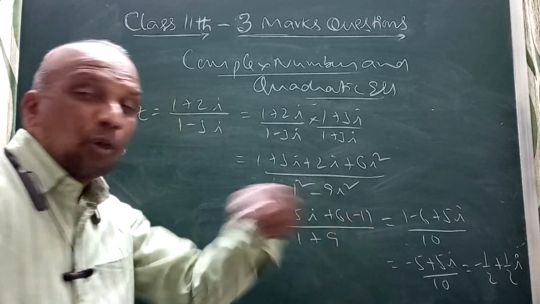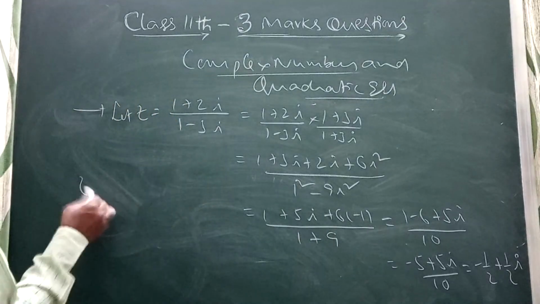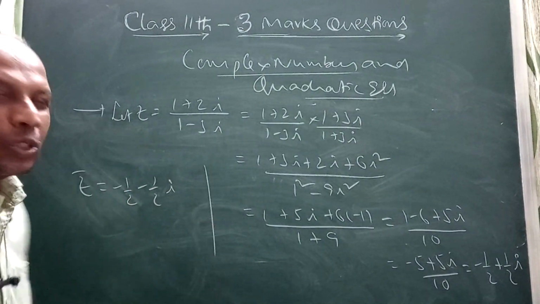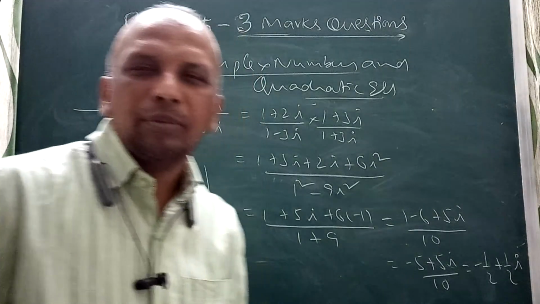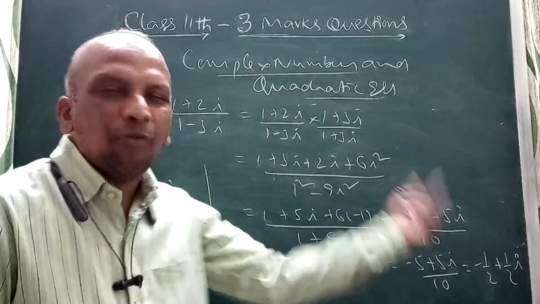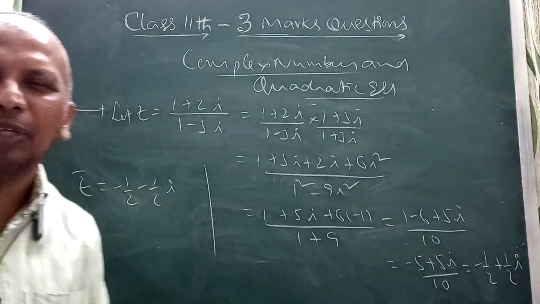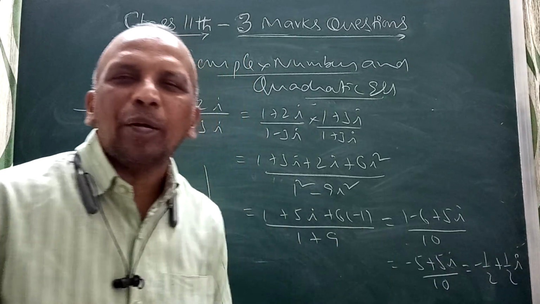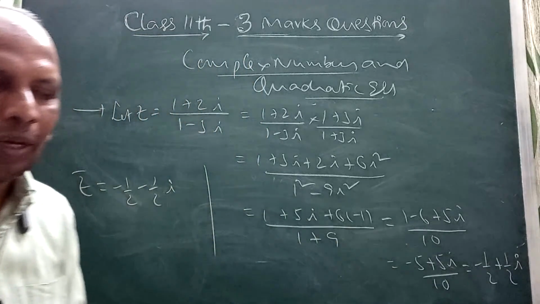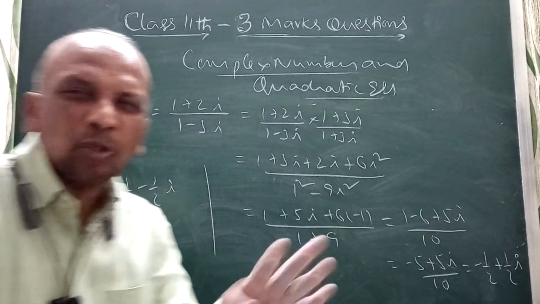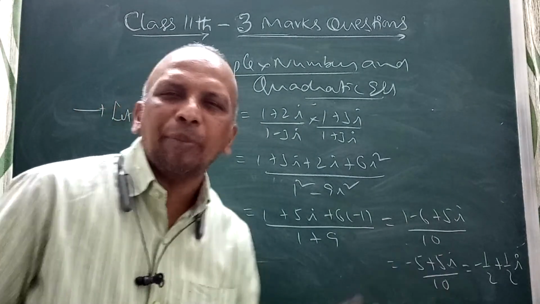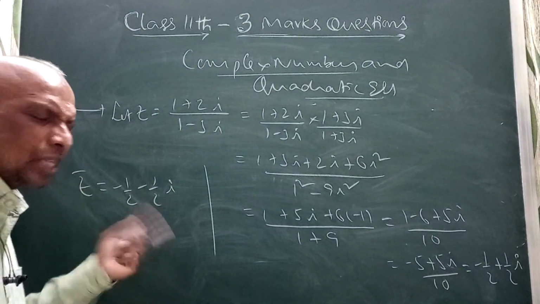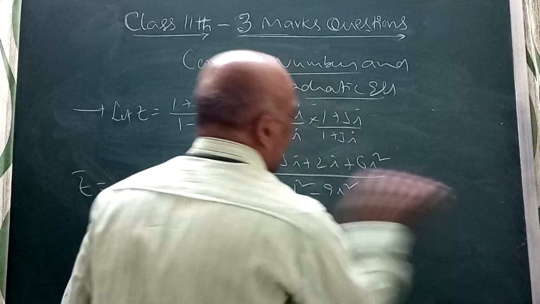They're asking the conjugate of this. Now I'm writing z bar: minus 1 by 2 minus 1 by 2 into i. Conjugate means change the sign of the imaginary part. Most of the people will complete the simplification and forget about the conjugate. They're asking the conjugate, so z bar changes the sign of the imaginary part: minus 1 by 2 minus 1 by 2 into i. That will be the required answer. So conjugate means first you simplify, then you change the sign of the imaginary part. Like this you can find. So these are the problems related to 3 marks they may ask you.